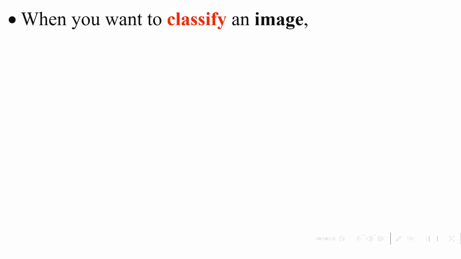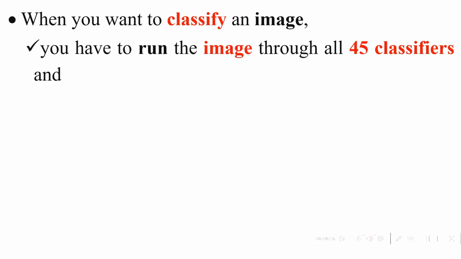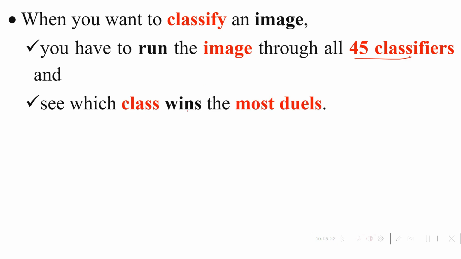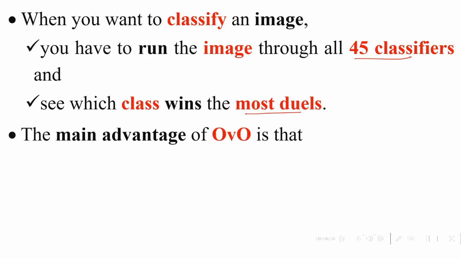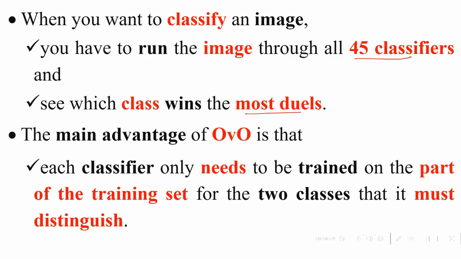Now, when you want to classify an image, you have to run the image through the 45 classifiers and see which class wins the most votes. Then that becomes your class label. The main advantage of one versus one is that each classifier only needs to be trained on the part of the training set for the two classes that it must distinguish.